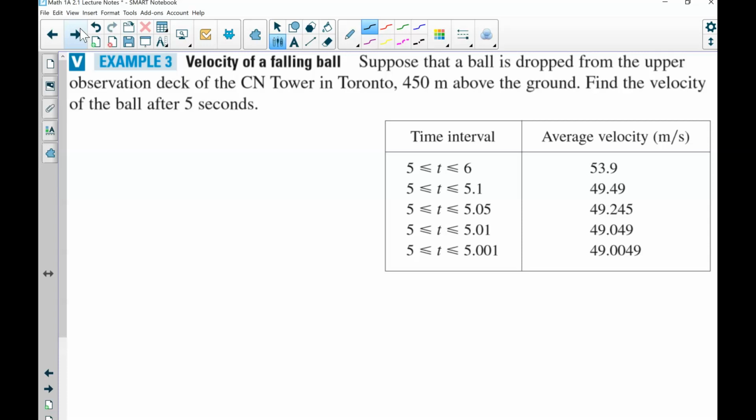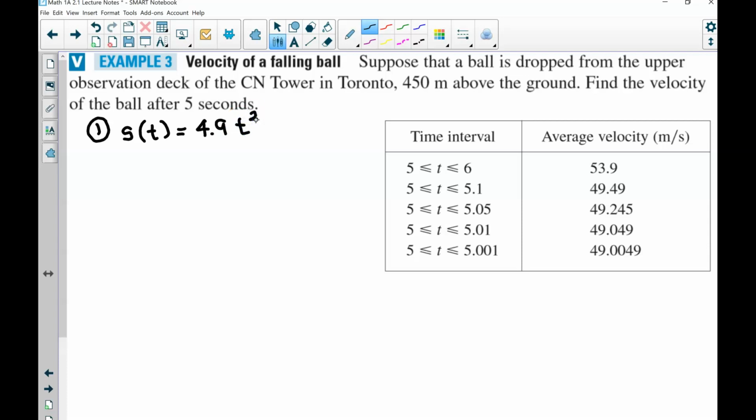So this is given information that we're going to need when we're talking about the velocity of a falling object. You want to make note that we're going to call s of t equal to 4.9 t squared. Again, that's given information.